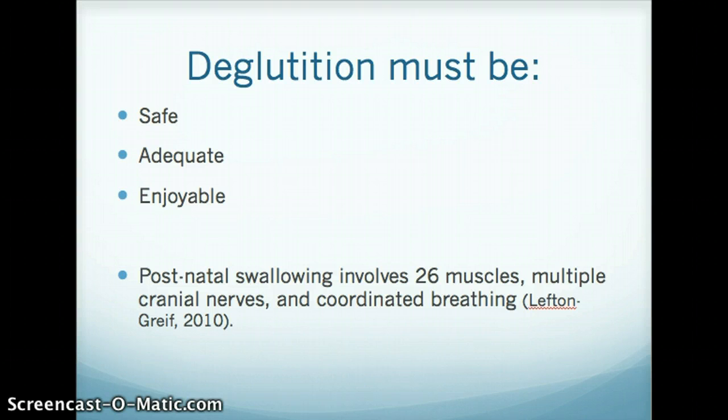And when you have a swallowing problem, it is one of the scariest things that we do as a speech pathologist, working with people with swallowing disorders, because of how serious it can be. So that's why we need to make sure that swallowing is safe and adequate and enjoyable for people. Because I don't know about you, but I really love to eat.